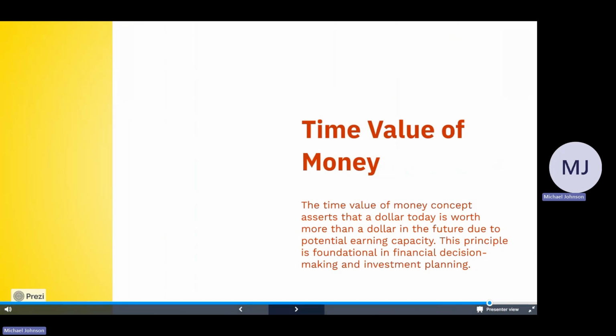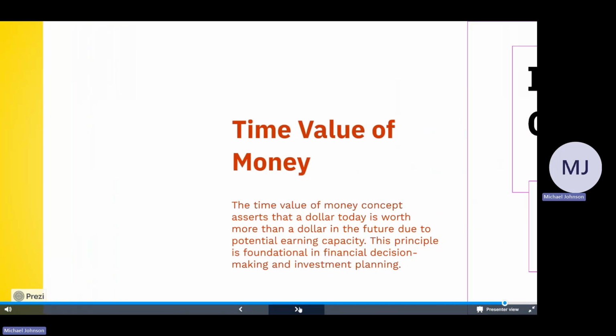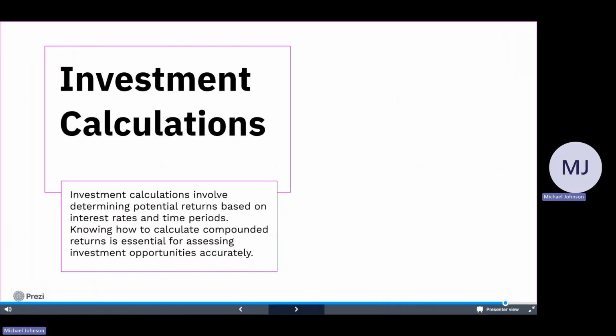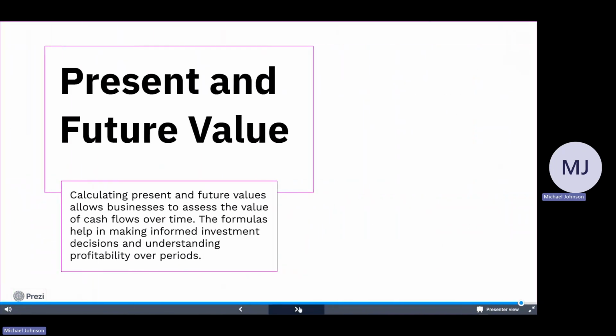The time value of money concept asserts that a dollar today is worth more than a dollar in the future due to potential earning capacity. This principle is foundational in financial decision making and investment planning. Investment calculations involve determining potential returns based on interest rates and time periods. Knowing how to calculate compound returns is essential for assessing investment opportunities accurately.